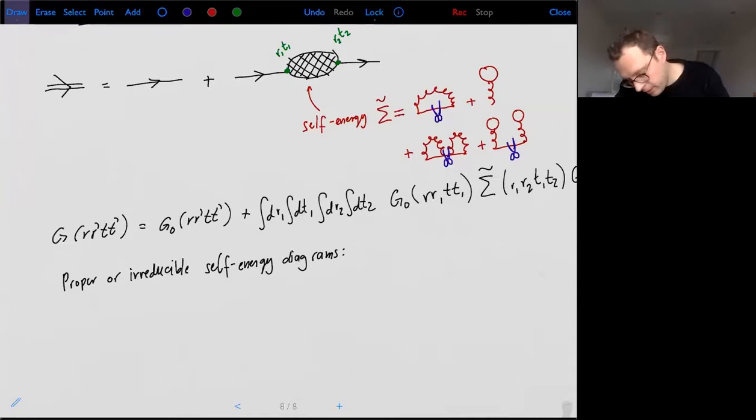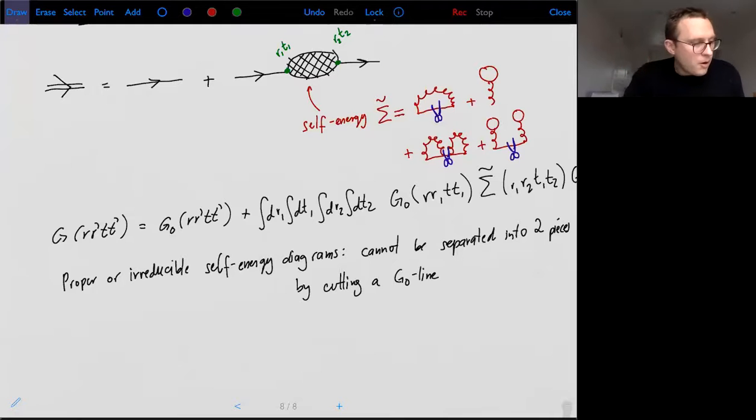Well, those cannot be separated into two pieces by cutting a G0 line, right? Okay, so what does that mean?